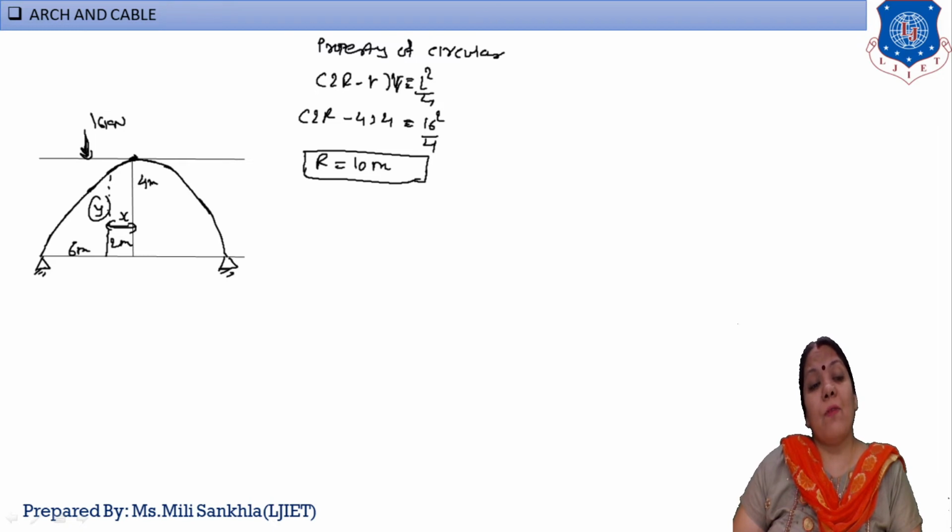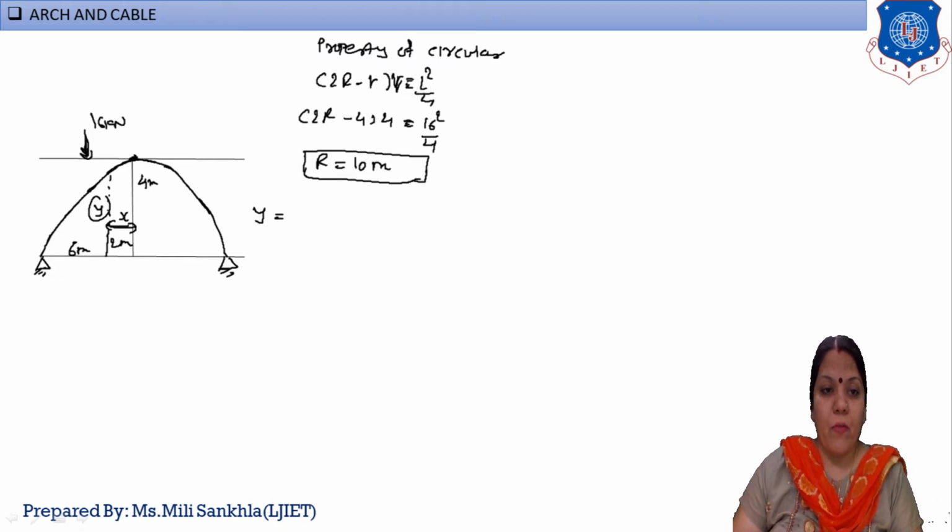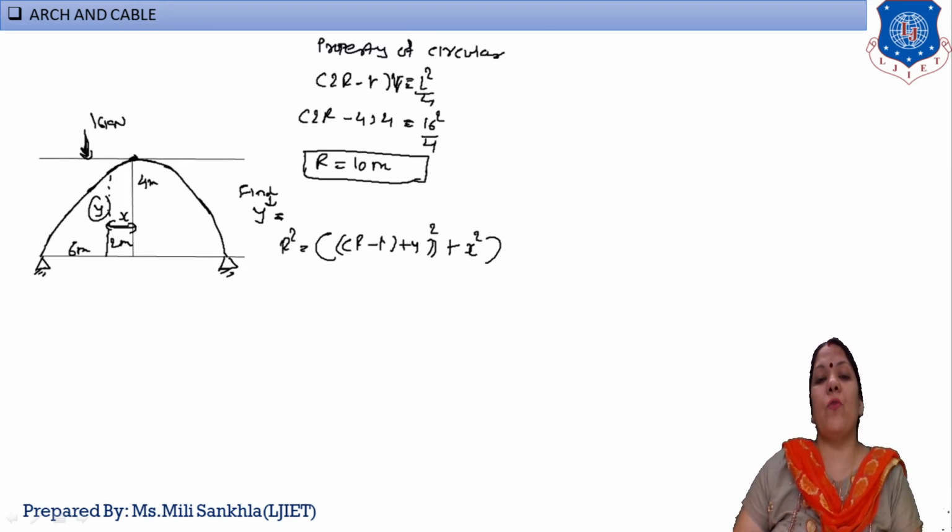Now what is the equation of this y? Again we already discussed at time of theory portion. So write here y is equal to our equation of y. Now let's find the value of y. Now what is the equation for this? R square, then capital R minus small r, then plus y whole square plus x square. Okay, this is the equation to find out value of y.